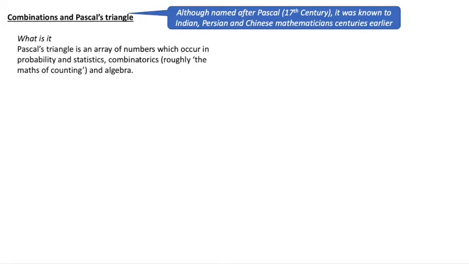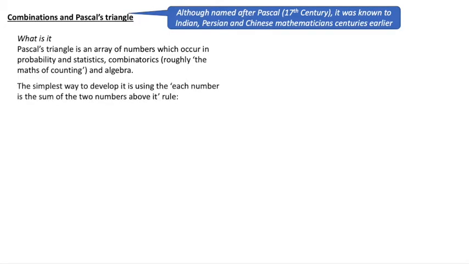So what is it? Well, it's an array of numbers which occur in probability and statistics, in combinatorics, which roughly means the mathematics of counting, and in algebraic situations as well. So it pops up all over the place, and the simplest way to develop it is using the rule that each number is the sum of the two numbers above it. So if we start with 1, and then I'm going to put noughts either side. We don't write them as part of the triangle, but if we want to have each number as the sum of the two numbers above it, then we need two numbers above.